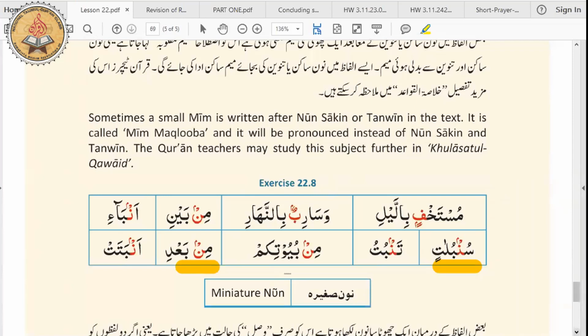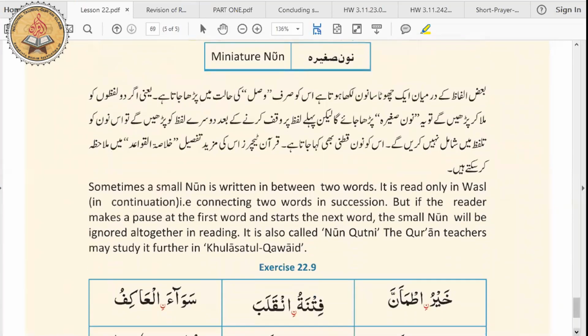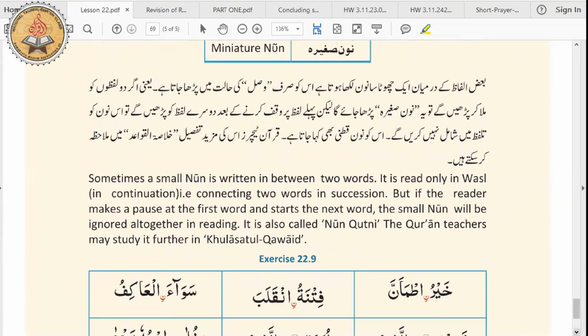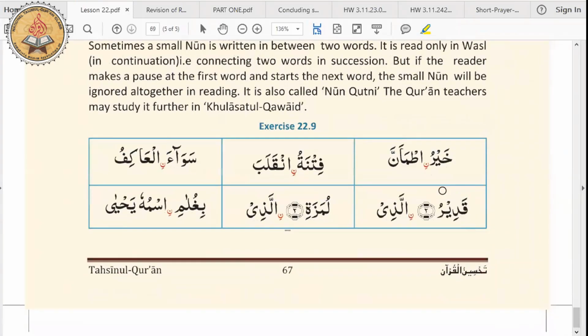Okay. So our next rule is about miniature noon. Sometimes a small noon is written in between two words. It is read only in wasl, or in continuation, connecting two words in succession. But if the reader makes a pause at the first word and starts the next word, the small noon will be ignored altogether in reading. It is also called noon kutni. So we can't start our recitation with small noon. We articulate its sound only when we are reading in continuation.